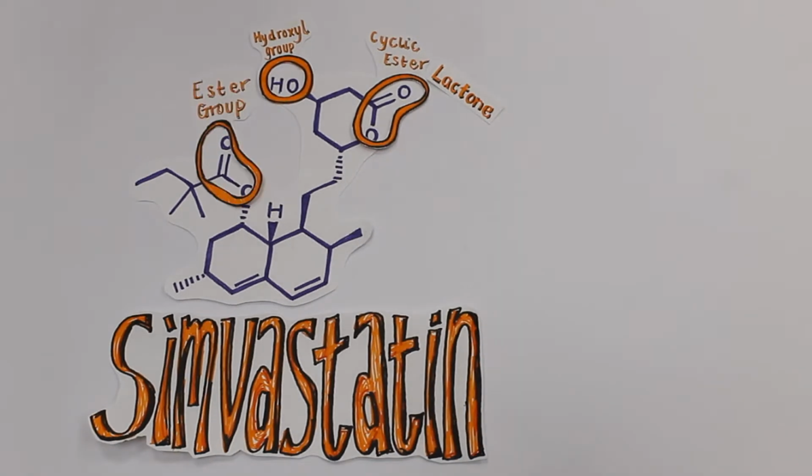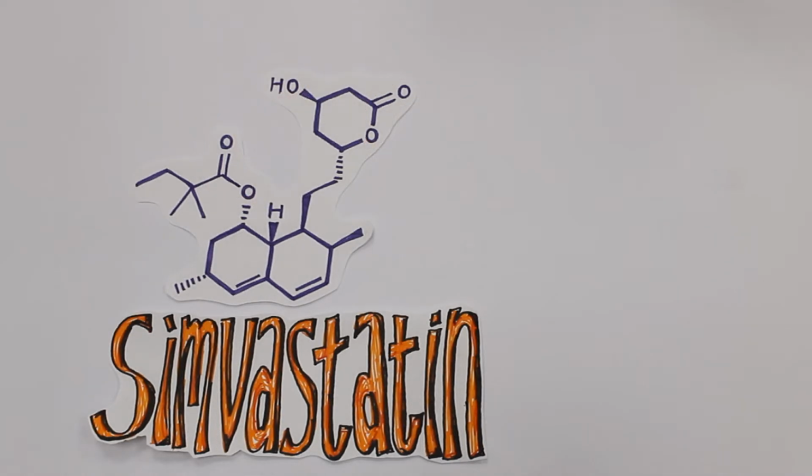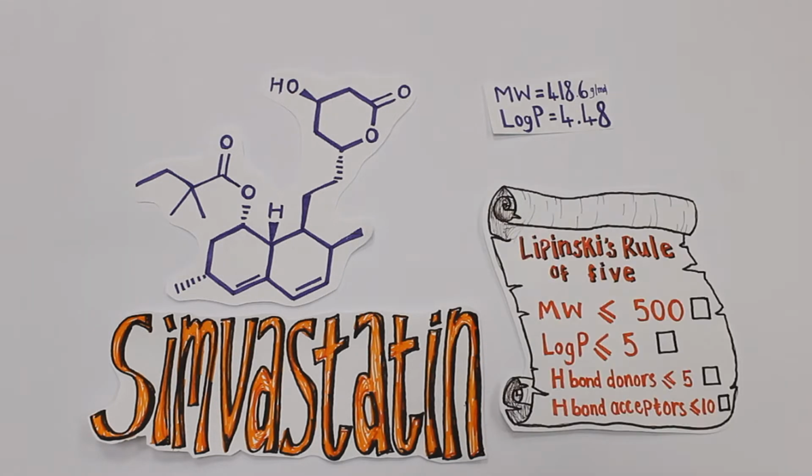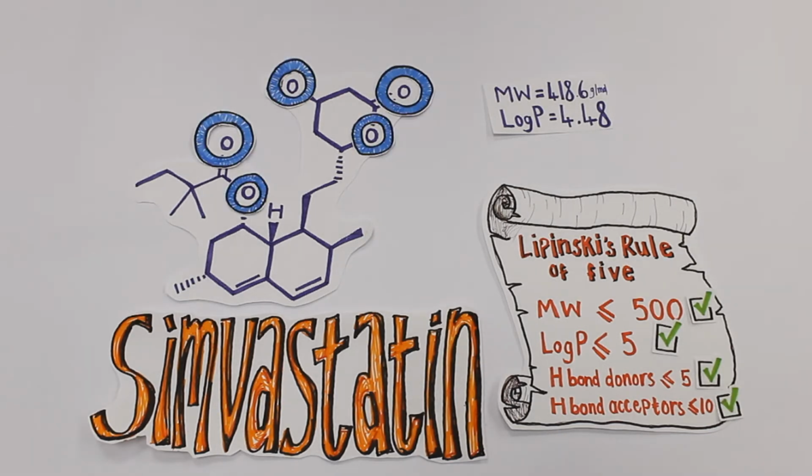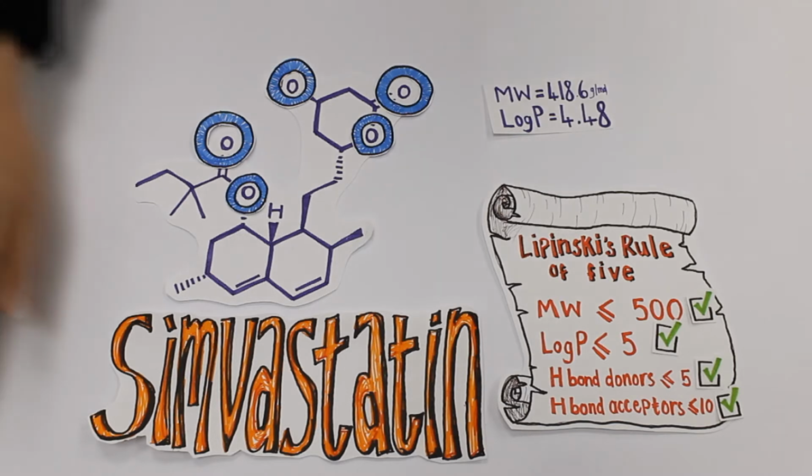Fantastic! Now Chris has a quick question for you. Thanks, Elle. So, does the drug follow Lipinski's rules if it has a molecular weight of 418.6 and a logP of 4.48? Well, I think so. I can count 1 hydrogen bond donor and 5 acceptors. Spot on. This gives us an indication that the drug will have a good oral bioavailability.